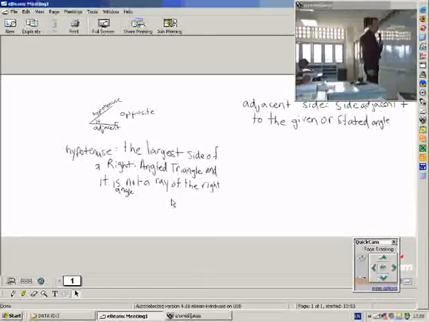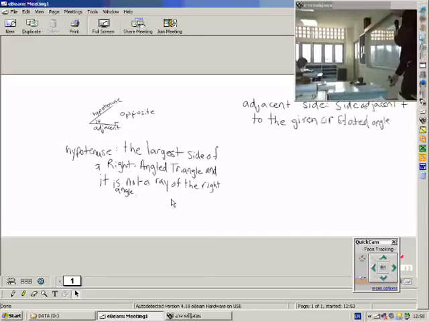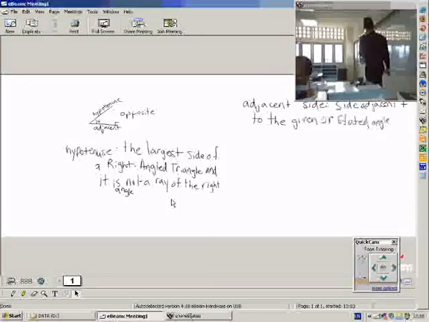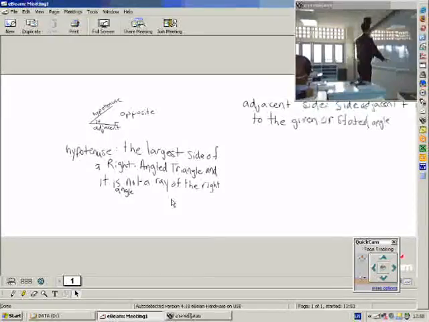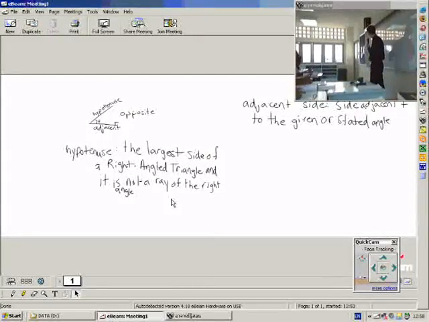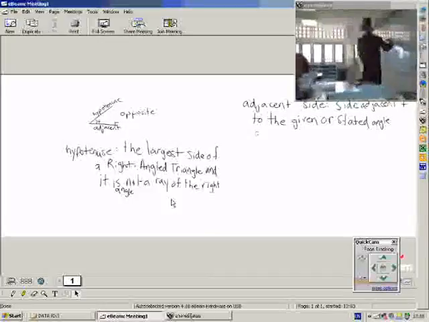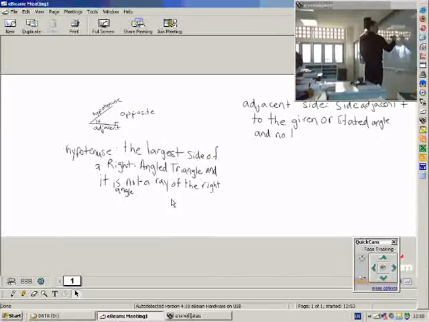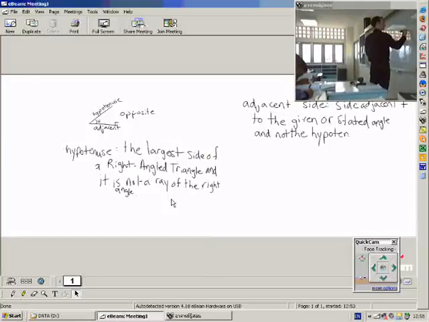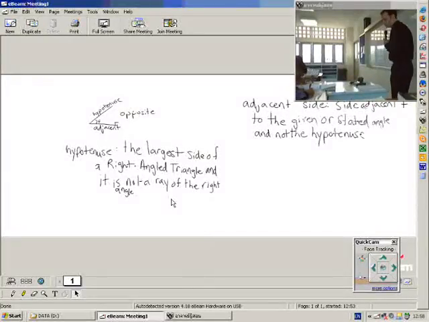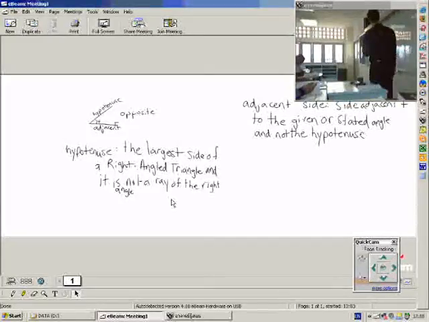The adjacent side is the side adjacent, or next to, the given or stated angle. So the named angle. In this case, you're given the angle theta. So this side is adjacent to the angle theta, so it is the adjacent side. It is also not the hypotenuse. So the adjacent side is not the hypotenuse.